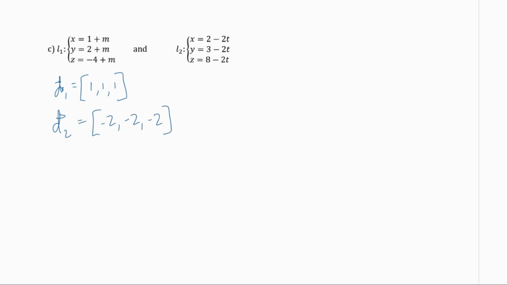So take a look. They're scalar multiples of each other. Negative 2 times d1 is equal to d2. What does that mean? Therefore, L1 and L2 are parallel, is what that means.